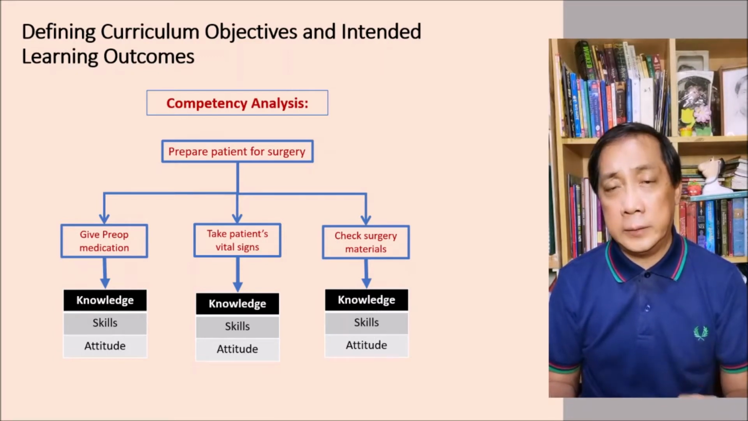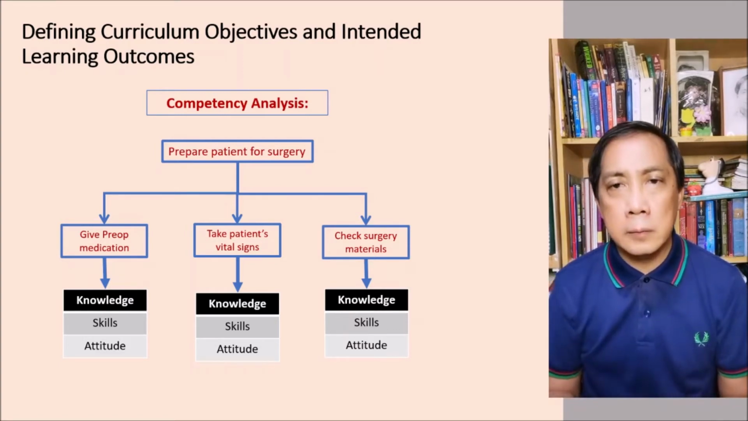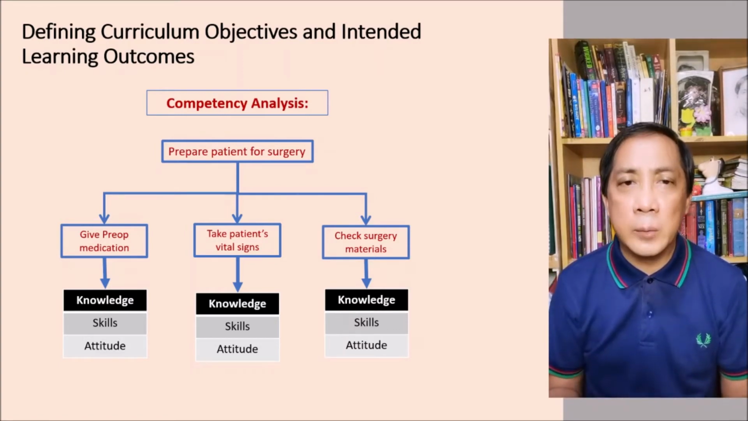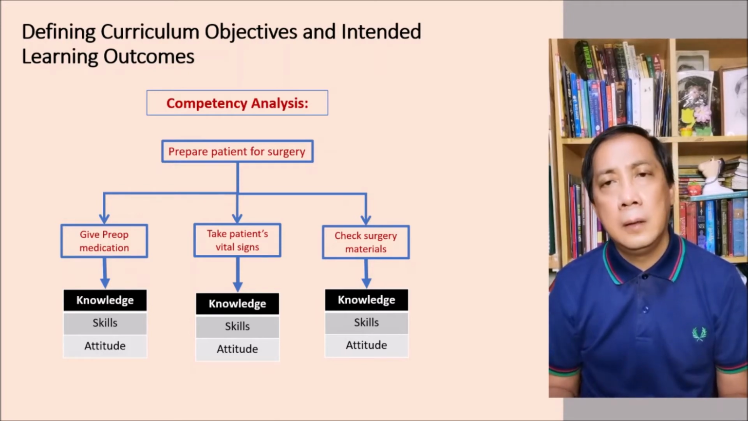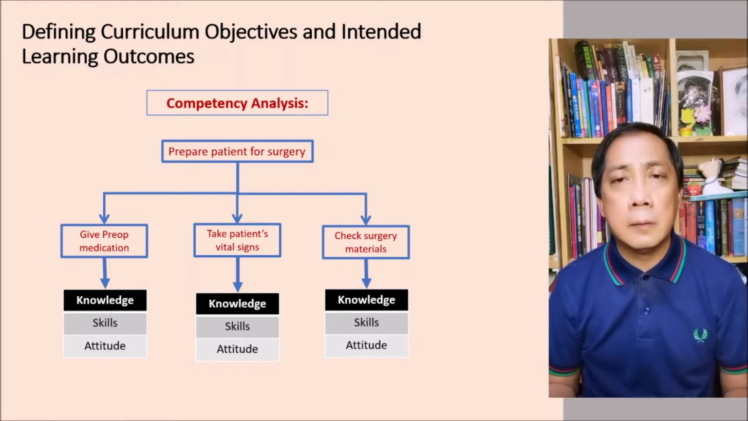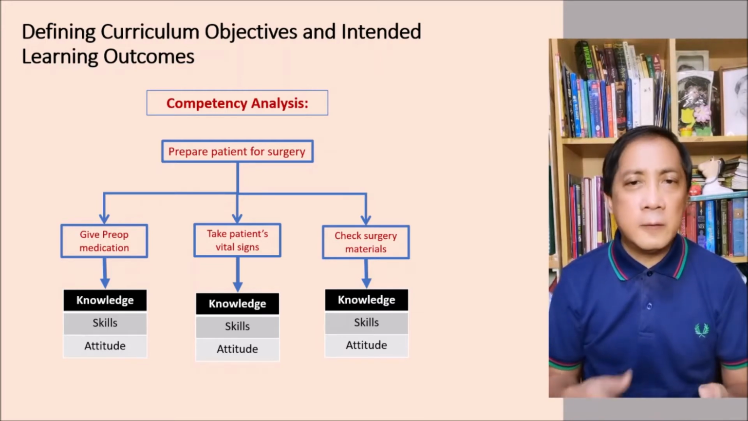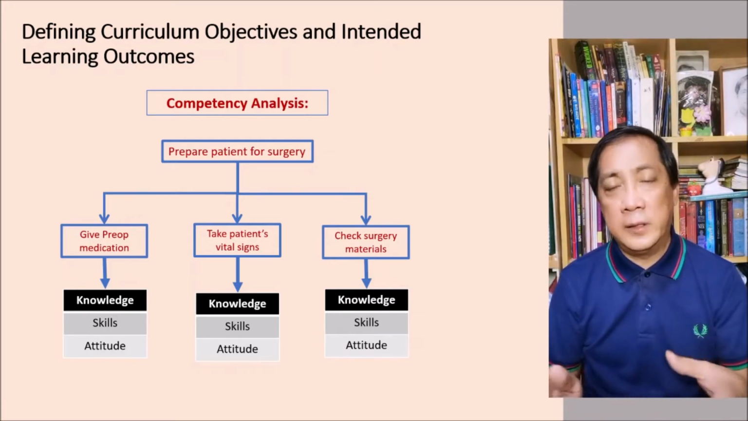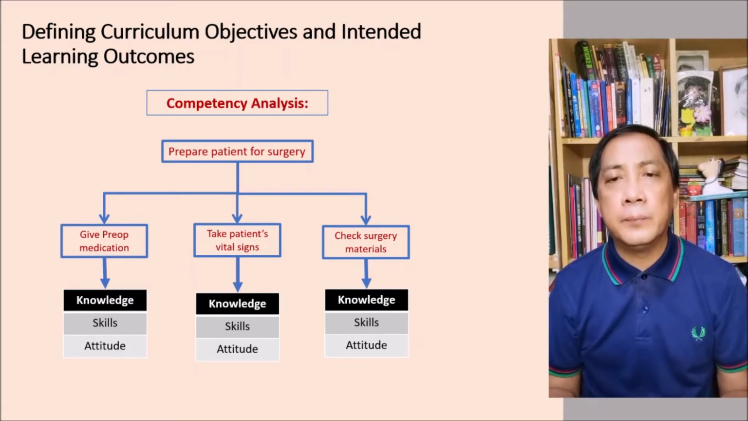Of course, you need skills in analysis, skills in giving the drug, the different types of delivery of the drug. It could be IV, could be nasal, through nasal cannula or whatever. And if you're at the level of the nurse, you need to know how to take the patient's vital signs. So you know the normal and abnormal vital signs. And of course, you need to check, for example, if you're a surgical nurse, you need to check all the surgical equipment or other instruments needed to perform the procedure.